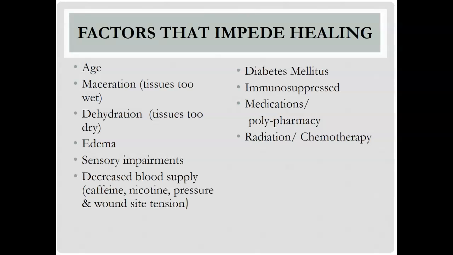Or too dry, get it more moist. Swelling, nerve sensory impairments, decreased blood supply. This is a huge one. We talked about the Allen's test, how much blood is flowing into the hand. Things that decrease blood supply: excessive caffeine, nicotine, pressure, like a splint that's pressuring a point, wound site tension, definitely diabetes, immune suppression, certain medications, and cancer treatment can all impede healing.